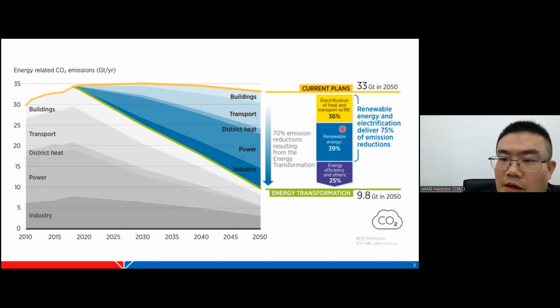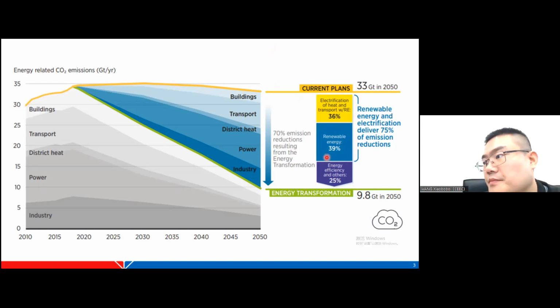Another one is renewable energy. It will provide approximately 40% of the CO2 reduction. Renewable energy is primarily divided into solar and wind. Also, nuclear is starting to count as renewable. And then energy efficiency: save energy, use less energy. So in this case, renewable energy and electrification deliver 75% of the emission reduction. That's a very large number.